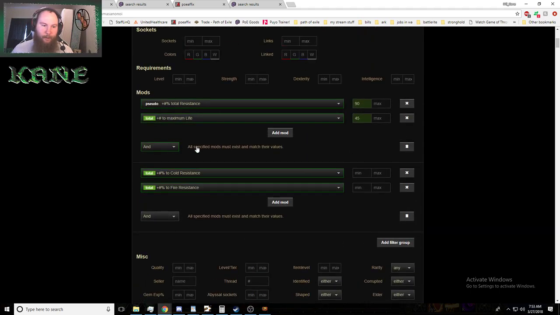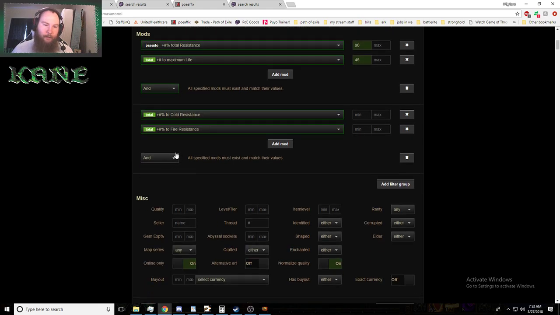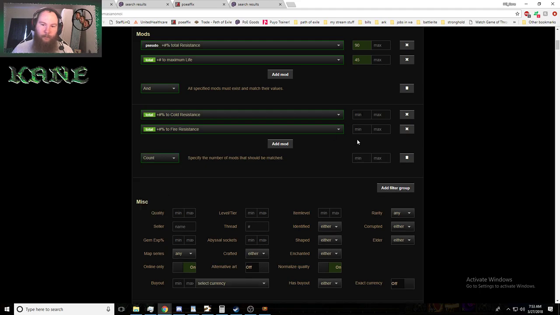Well, right now with this word "and," all these mods are going to go onto the item, okay? But if I click down here, for example, say I have to have 90 resist and I have to have 45 life on the item no matter what, but I only need one of these. So I'll click minimum of 1, count 1. Or say I don't ever want fire resist on an item that I'm looking up right now. I can hit not and only have fire resist here, or both of these, and it'll give me one that doesn't have cold or doesn't have fire.